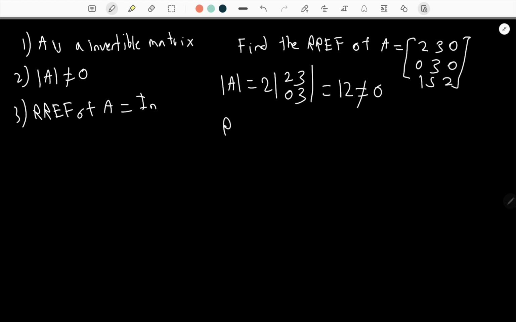So the RREF of A is equal to 1, 0, 0, 0, 1, 0, and so on, the identity. So that saves you a lot of time by not doing the RREF manually.